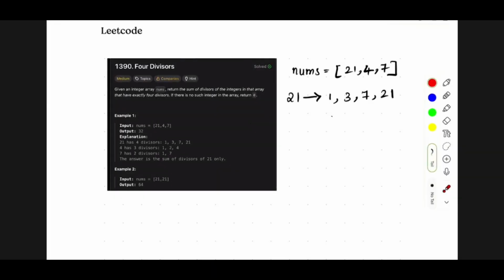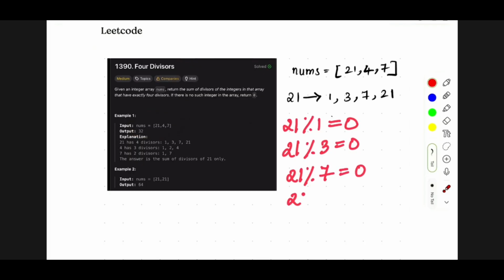So we will first start by understanding the example. The first example says that we are given a nums array with 21, 4 and 7 in it. Our aim is to find which numbers divide 21. It's the divisors of 21. How many divisors are there? So what is a divisor? 21 modulo 1 is 0. 21 modulo 3 is 0. 21 modulo 7 is 0. 21 modulo 21 is 0.